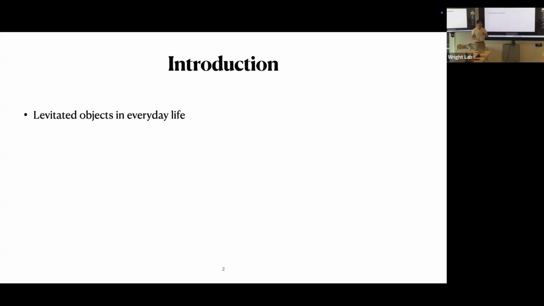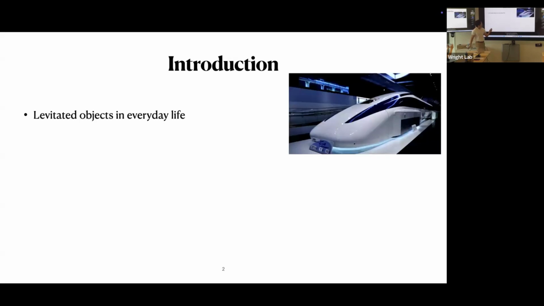Some examples of levitated objects in everyday life: I remember the first day I walked into Professor Moore's lab, I saw a globe hovering and spinning around, and I thought that was so cool. That's usually done using magnets. On a bigger scale, in East Asian countries there are trains that are also magnetically levitating, moving at very high speeds, carrying lots of passengers.